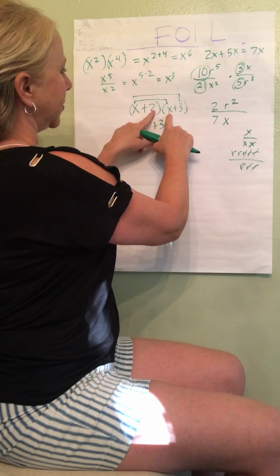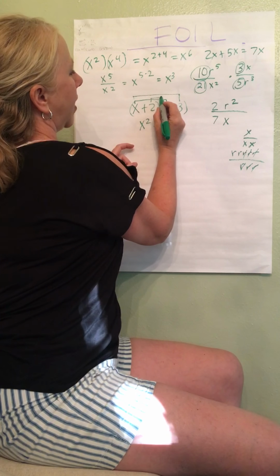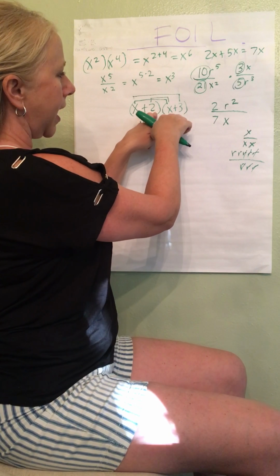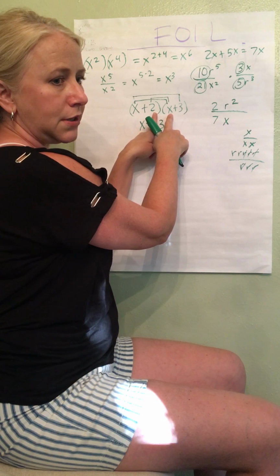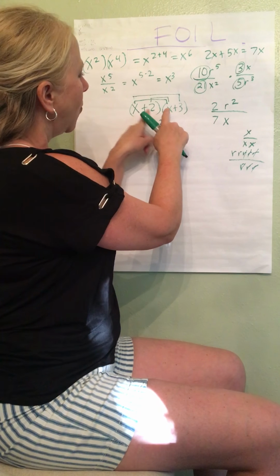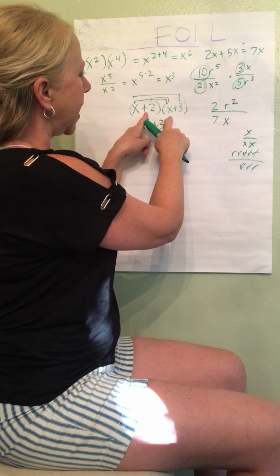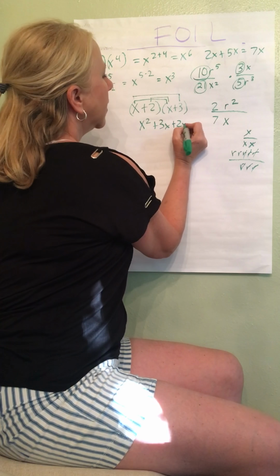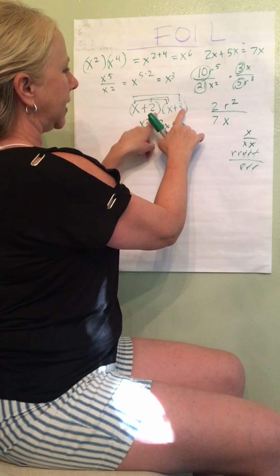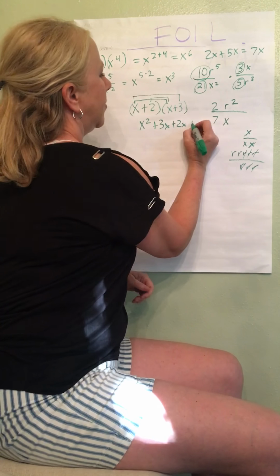The I stands for inner. What are the inner terms right here? It's this little guy right here and this little guy right here. X times 2 equals 2x. The sign on it is positive. And then last, 3 times 2. What's that equal? 6. Positive 6.